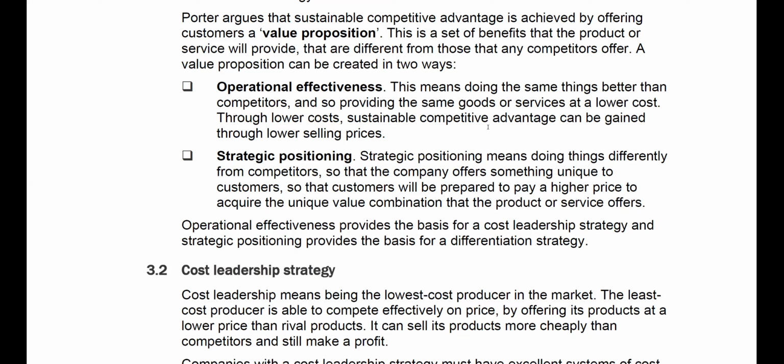Operational effectiveness provides the basis for a cost leadership strategy, and strategic positioning provides the basis for a differentiation strategy. So with what I gave here, which one would it be? Would it be based on operational effectiveness or strategic positioning? The irresistible offer that I gave, where would we put it?